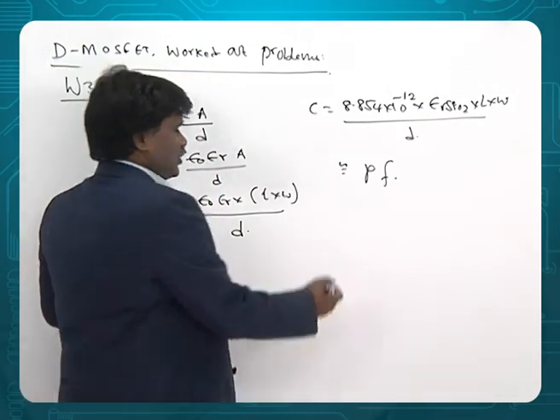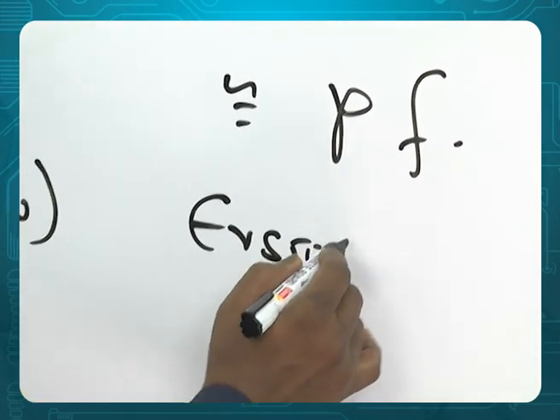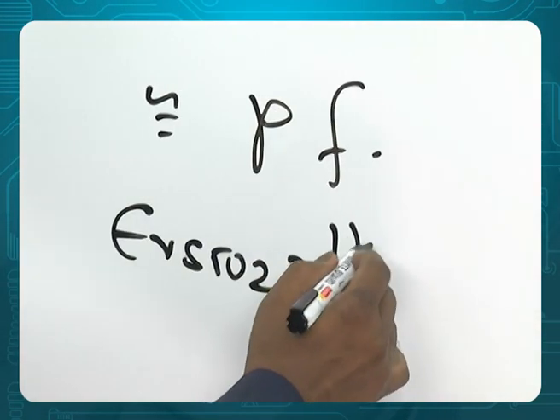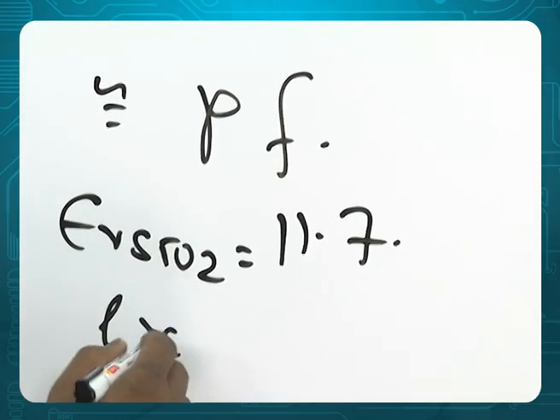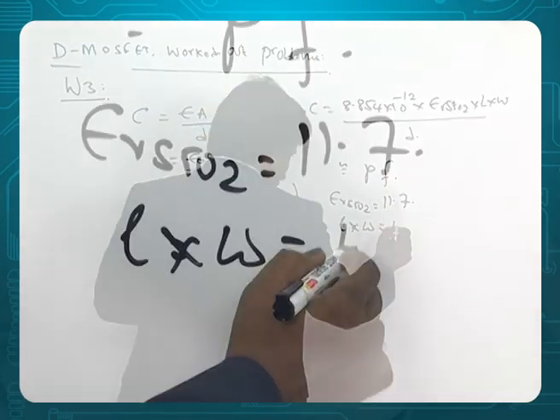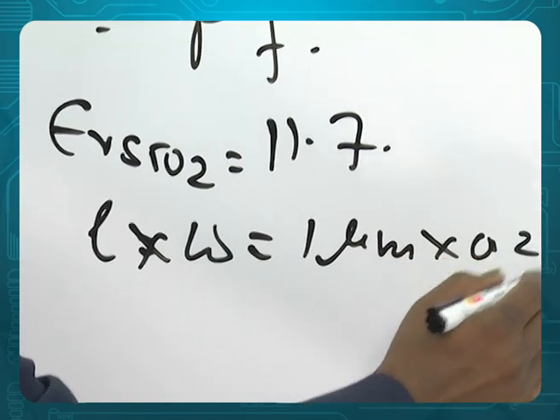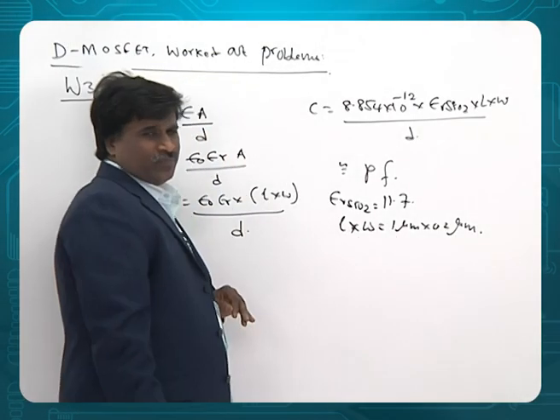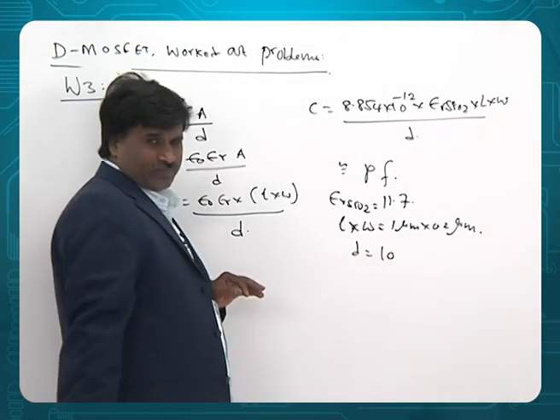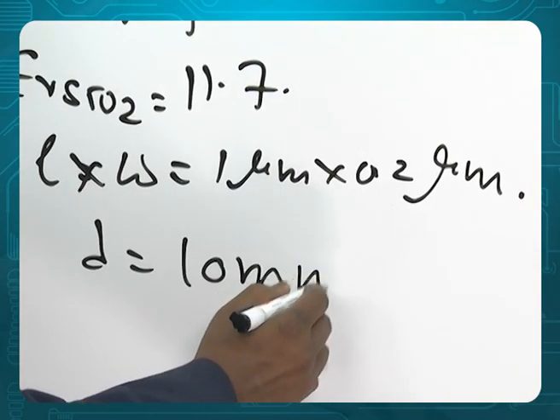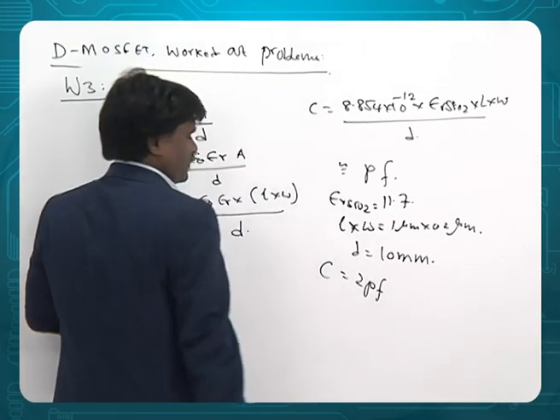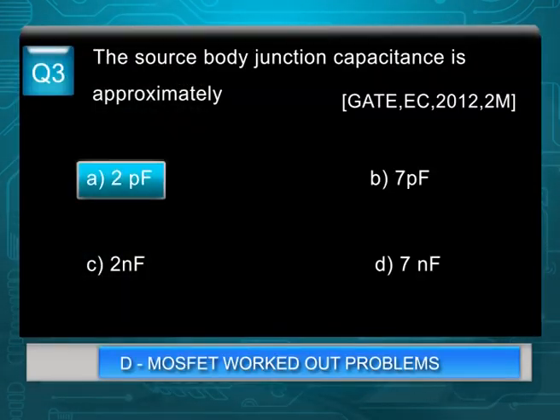Suppose you take epsilon R of a silicon dioxide layer as 11.7, L into W, that means area, 1 micrometer into 0.2 micrometer, and D is 10 millimeter. And if you substitute all, you will get 2 picofarads. Therefore, option is A.